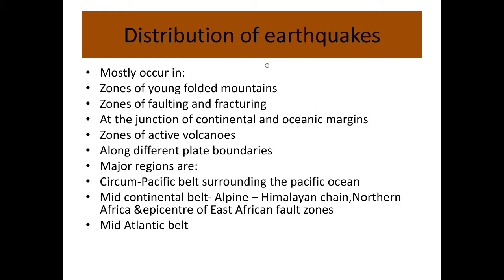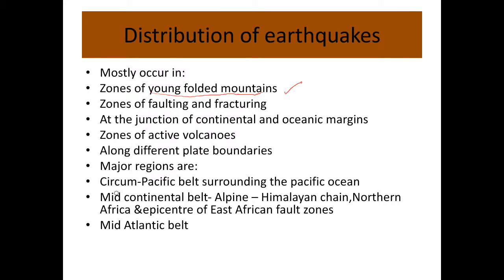Earthquakes mostly occur in zones of young folded mountains. So they are young, recently formed folded mountains, and there is a chance of earthquakes. And zones of faulting. These are weaker crust zones. Young folded mountain zones are weaker crust zones. Also zones of faulting and fracturing, the junction of continental and oceanic margins, zones of active volcanoes, and along the different plate boundaries.